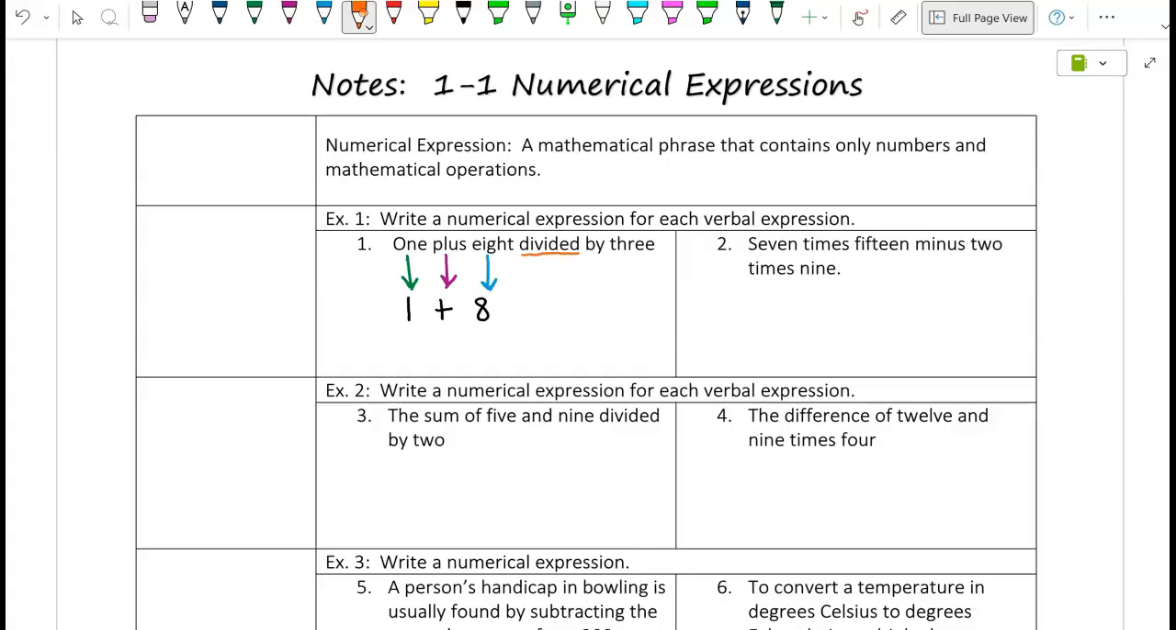Divided by, now this is a phrase, so both words are going to indicate the mathematical operation. Now, I am drawing in the division symbol here. A lot of times, though, when we get to problems, that is not how we'll write division, and we'll see that in an example in just a moment. But for this one being very basic, and then we have the 3. So there is the numerical expression that matches the verbal expression. We're just matching the math to what is being said.